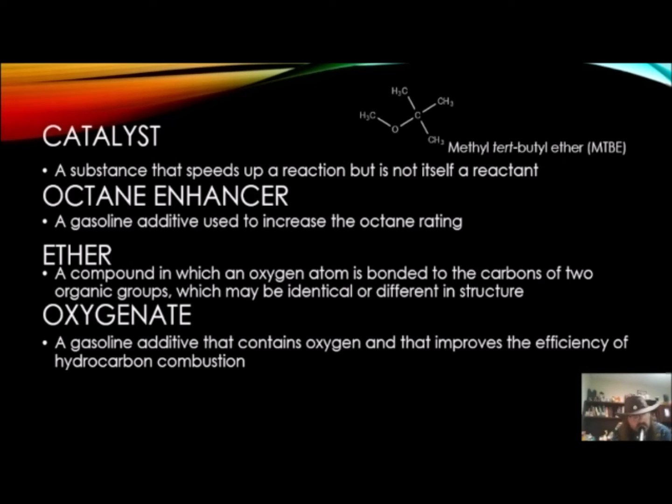MTBE sounds like a good idea until it isn't a good idea. We found, because of its unreactivity for the most part, it burns, but it doesn't really decompose. Because of that, it would occasionally leak into the groundwater. Gasoline is stored in large underground tanks at a gas station. If any of these were to leak, they could leak into the groundwater supply.